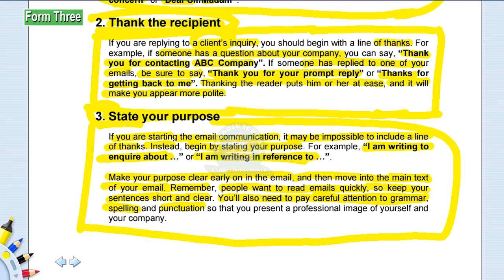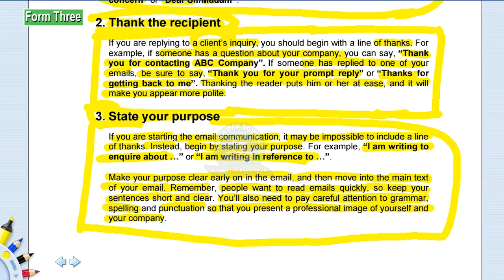And punctuation marks, my dear. So that you present a professional image of yourself and your company. But if your punctuation marks look very ugly, and you don't use proper grammar, and sentences all look very ugly, your image of yourself and the image of your company would not look good. So they will take a bad image of yourself and the company as well, my dear students.